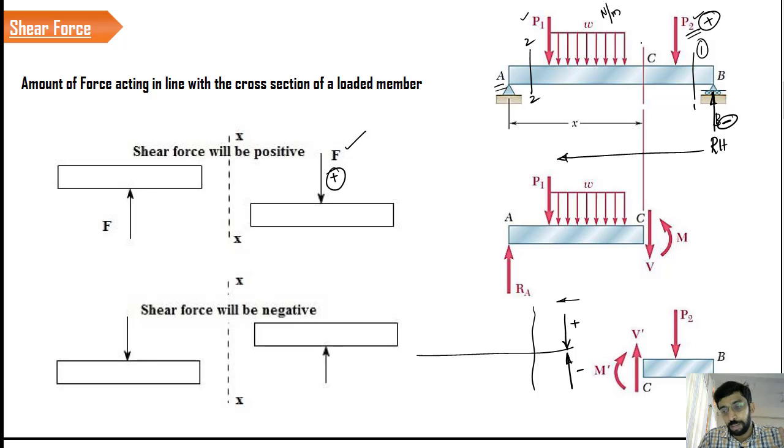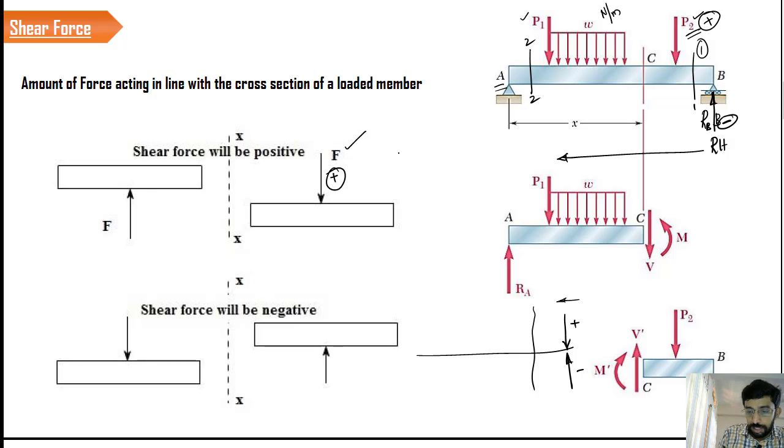Why? Because P2 is the force which is acting on the right hand side in the downward direction, and that is considered as positive. And the vertical reaction RB, not the horizontal reaction, is acting on the right hand side in the upward direction, which is a negative quantity. So here we are not using upward positive, downward positive. No, don't generalize like that. Always this particular sign convention is based upon this sectional plane.